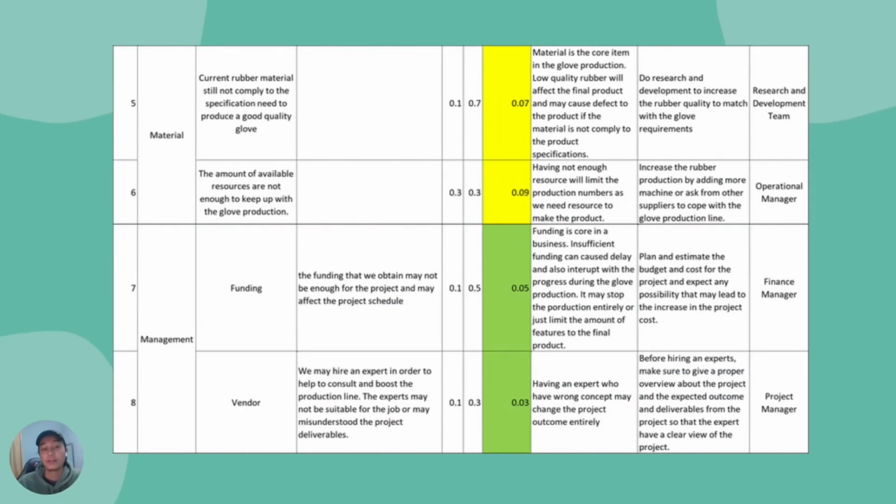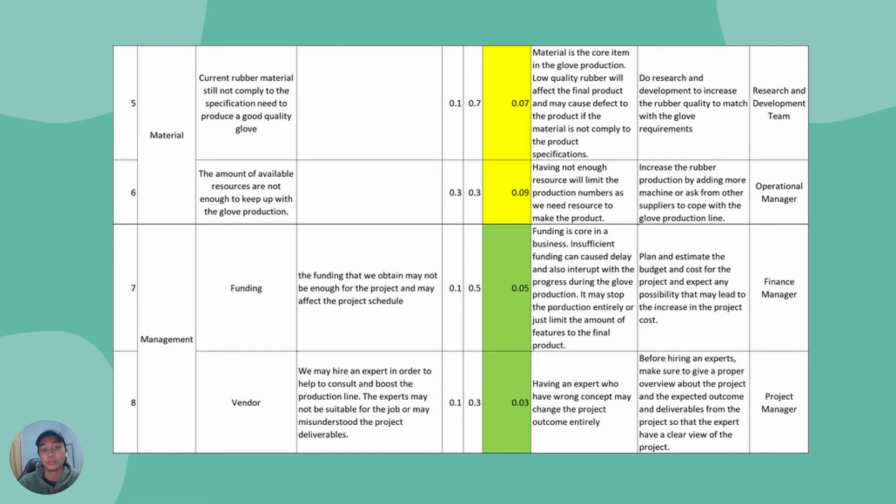So, for the material risk, we have current rubber materials still not comply to the specification needed to produce a good quality glove. We rate this risk as 0.07. This is because low quality rubber will affect the final product and may cause defects to the product if the material is not compliant to the product specification. Therefore, how to overcome this? The research and development team will be in charge to do research and development to increase the rubber quality to match with the glove requirements.